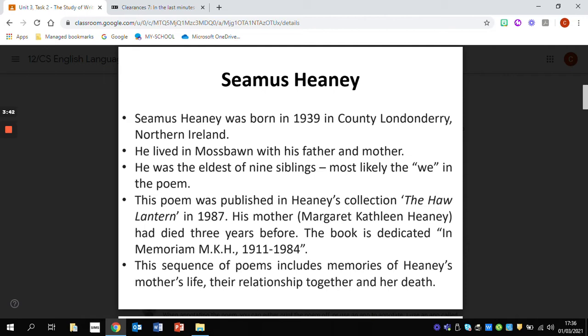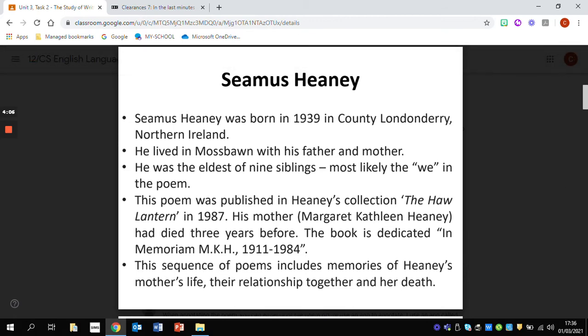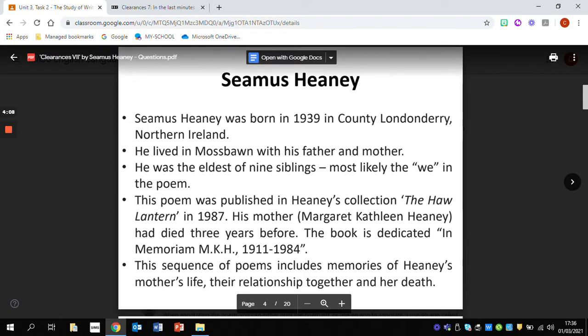One of his younger siblings passed away when he was very young, so his mother and father raised 8 children together. We can assume that they are the 'we' that is talked about in this poem, and we'll see that when you look at the poem itself. It was published in Heaney's collection known as The Haw Lantern, 1987. His mother had died 3 years before, and it was dedicated to her, in memoriam M.K.H., Margaret Kathleen Heaney.